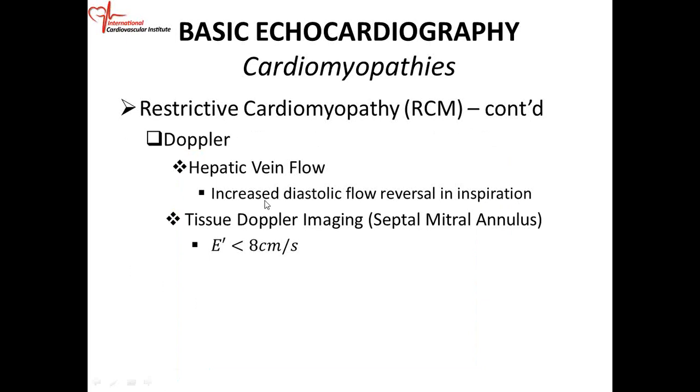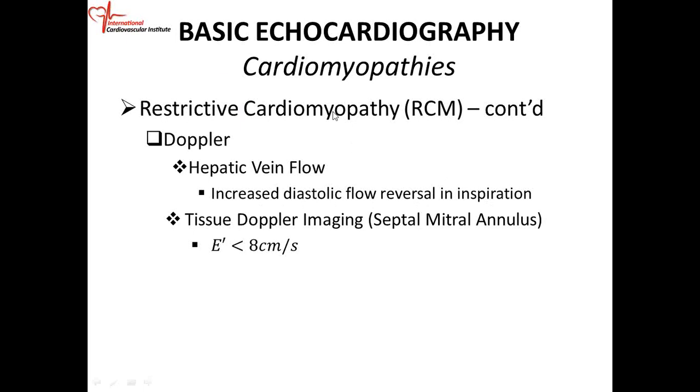Okay, so remember, they always like for you to distinguish between a restrictive cardiomyopathy and a constrictive pericarditis. That's what you're going to get in all exams. They want you to distinguish both. With constrictive pericarditis, you get an increase in your atrial flow reversal in expiration. With restrictive cardiomyopathy, you get an increase in your atrial flow reversal in inspiration. All right, so this is one. But this is a muscle disease, whereas constrictive pericarditis is a pericardial disease.